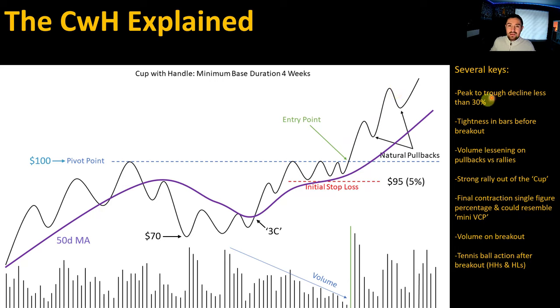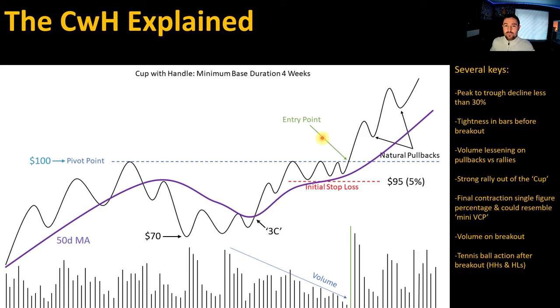Several keys with a cup and handle. Peak to trough decline less than 30%, so what I've illustrated here, from $100 down to $70. Tightness in the bars before the breakout, so over here, and also over here, volume lessening, strong rally out of the cup, final contraction again in single figures for everything that we have been discussing. So that is it for understanding a bit of the VCPs. I've got a lot of examples to go through a little bit later.